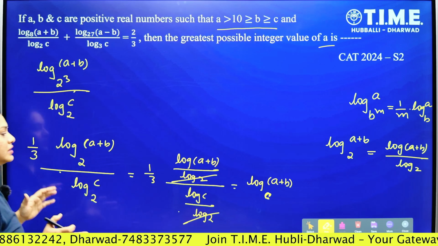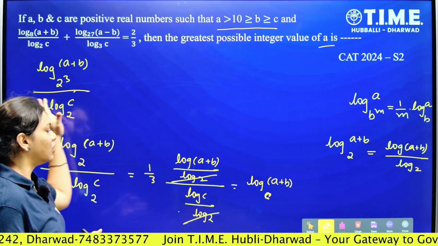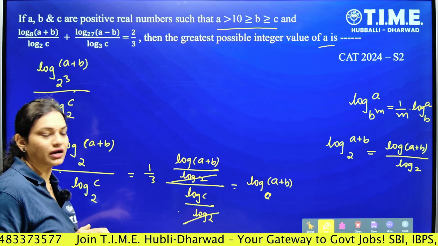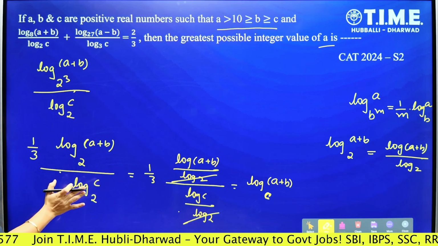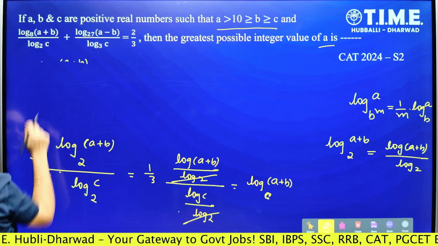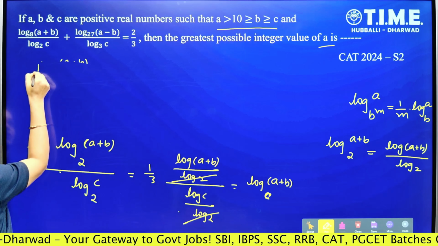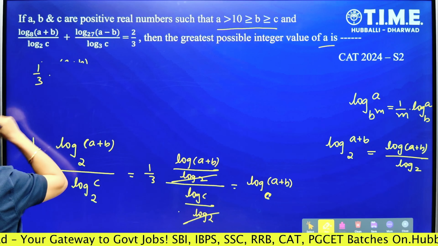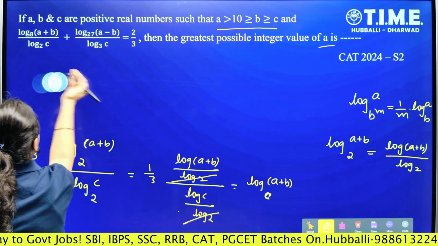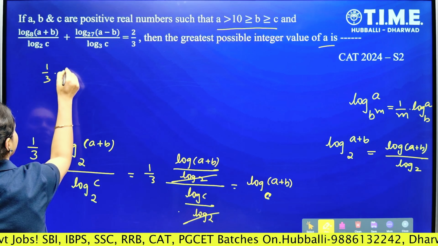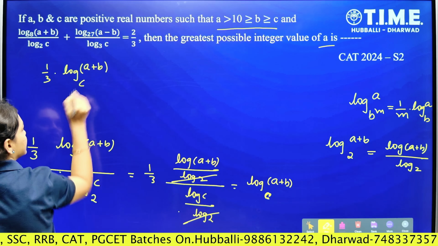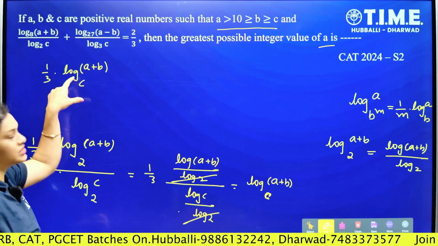So if you want, you can pause the video and copy down this entire thing. Next, whatever term we have, we'll do it directly here. Entirely I can write this as 1 upon 3, which is common here, so 1 upon 3 we take as it is, into log of A plus B with base C. That is the simplified form of this condition.